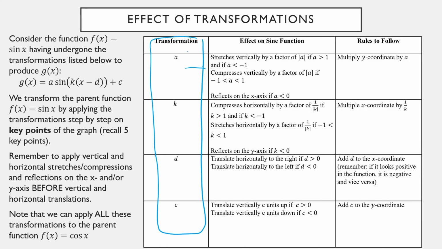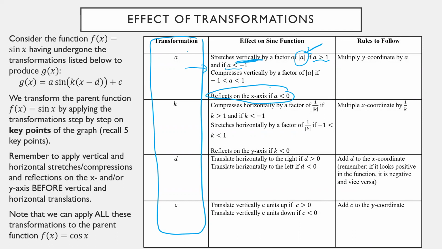Well, the A value, we talked about this, it stretches it vertically by a factor of the absolute value of A, right? Whenever we talk about the factor, it's the absolute value of A. So if it's negative, you just ignore the sign, right? So we say it's going to be vertically stretched if A is greater than 1 or if it's less than -1, and it's vertically compressed if A is between -1 and +1. And then we also say that it gets reflected on the x-axis when A is less than 0.